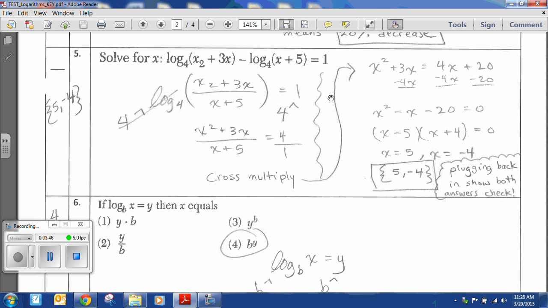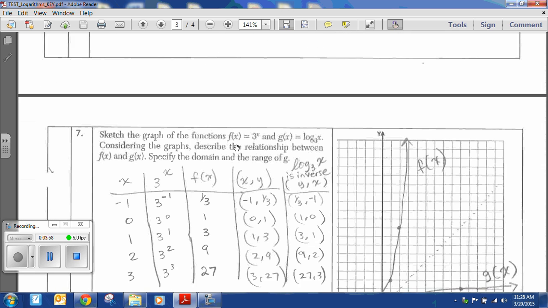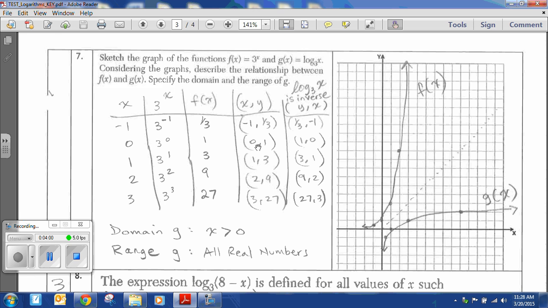When you plug into both of these, you end up with positive logs, so we're okay with that. They're both acceptable. Number 6, we go around the world. The answer is 4. Number 7, you must graph f of x and g of x.